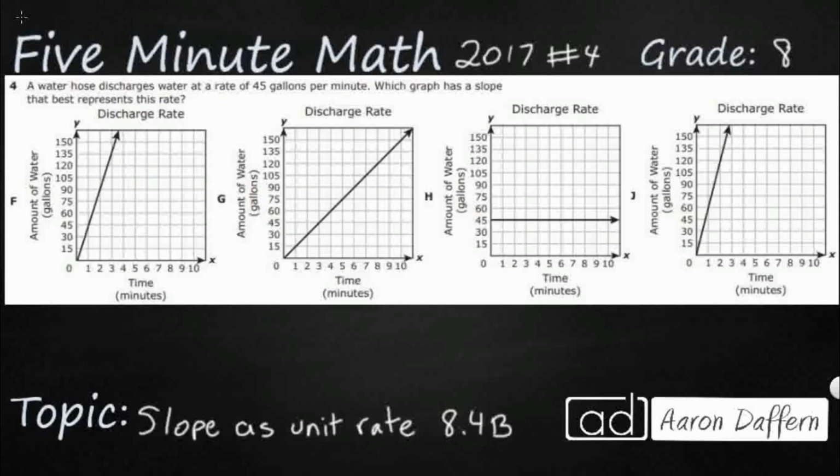Today we are looking at the 8th grade concept of slope as unit rate. This is standard 8.4b in the great state of Texas, and we are using item number 4 off the 2017 released STAAR test. If you have not done so already, please go ahead and take a moment to pause the video, work this problem out on your own, unpause it, and we will look at our answers together.